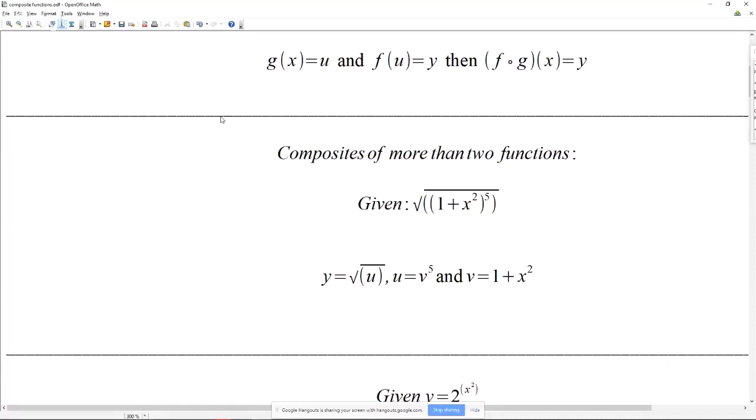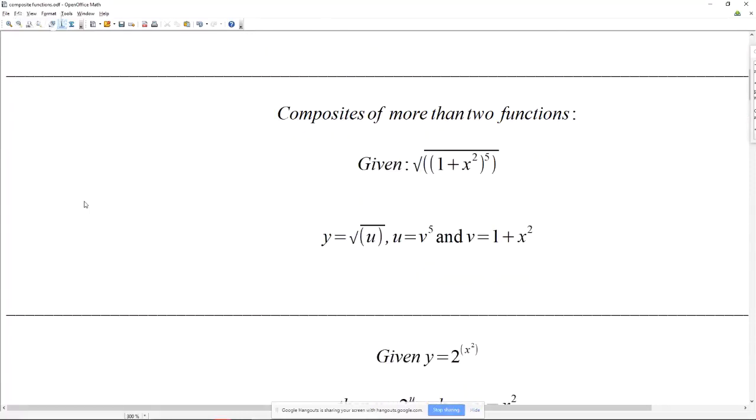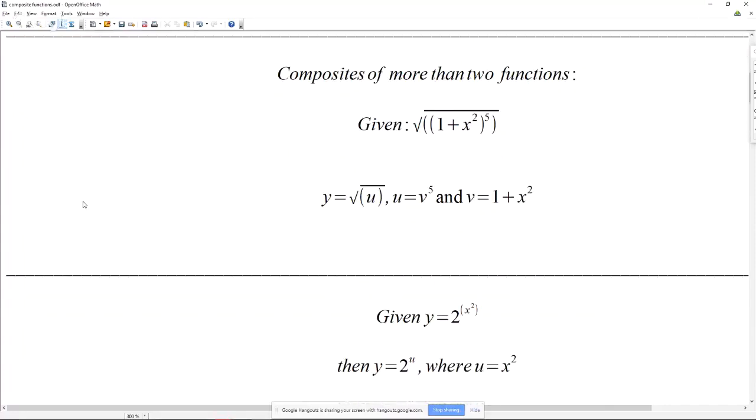So that's how you do a composite of more than 2 functions. And by the way, this is the easy stuff. It gets worse, guys. It gets worse. Trust me. So I'm not like your regular math guy. I don't tell you, oh, it's so easy stuff. No, I tell you it's hard.